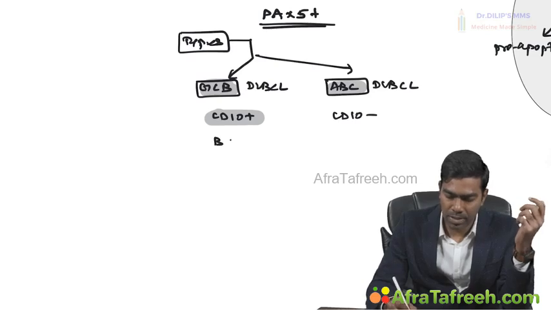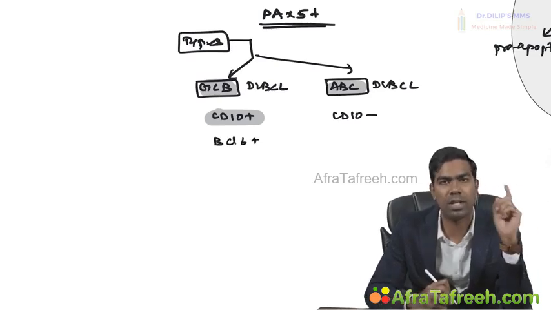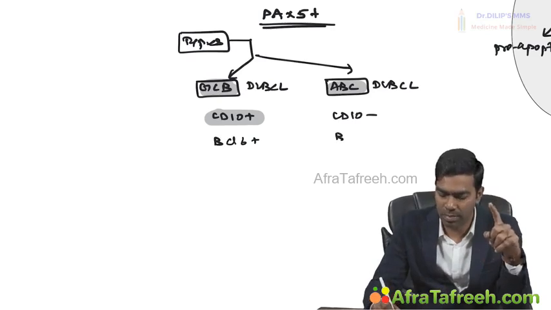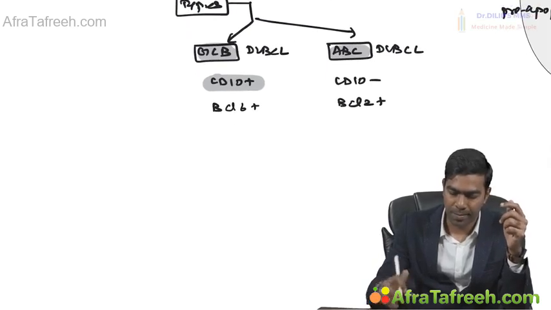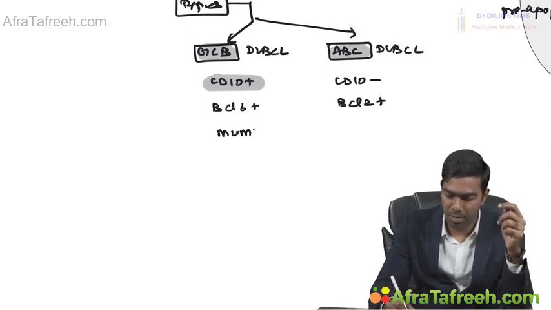And BCL6 positive, telling you it is coming from the germinal center. Here BCL2 will be positive, not BCL6 positive in fact. And here it will be MUM1 negative, here it will be MUM1 positive. And I told you the translocations also.